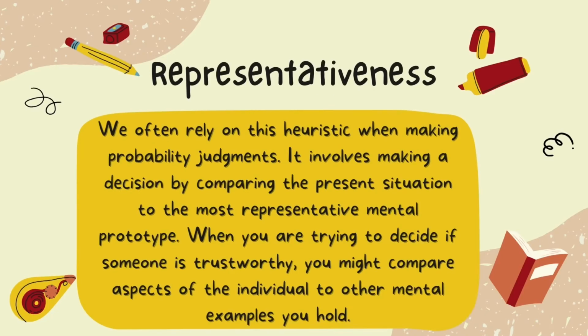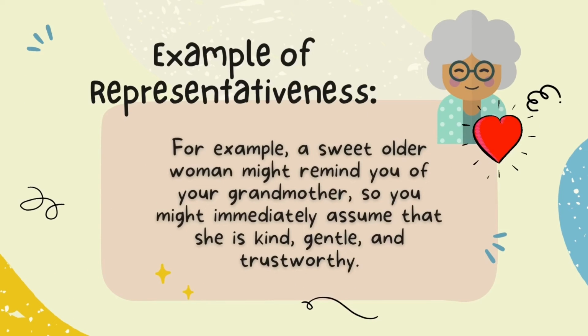Let's move to representativeness. We often rely on these heuristics when making probability judgments. It involves making a decision by comparing the present situation to the most representative mental prototype. When you are trying to decide if someone is trustworthy, you might compare aspects of the individual to other mental examples you hold. Example: a sweet older woman might remind you of your grandmother, so you might immediately assume that she is kind, gentle, and trustworthy.